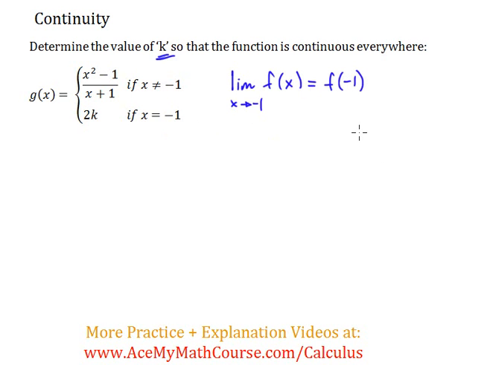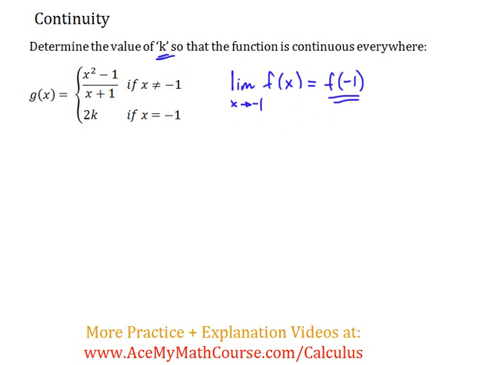And of course, there are other conditions as well, right? It must be that f of -1 is defined. It must be that the limit as x approaches -1 of f of x does exist. And the third condition is this one right here. So we need to make that happen.